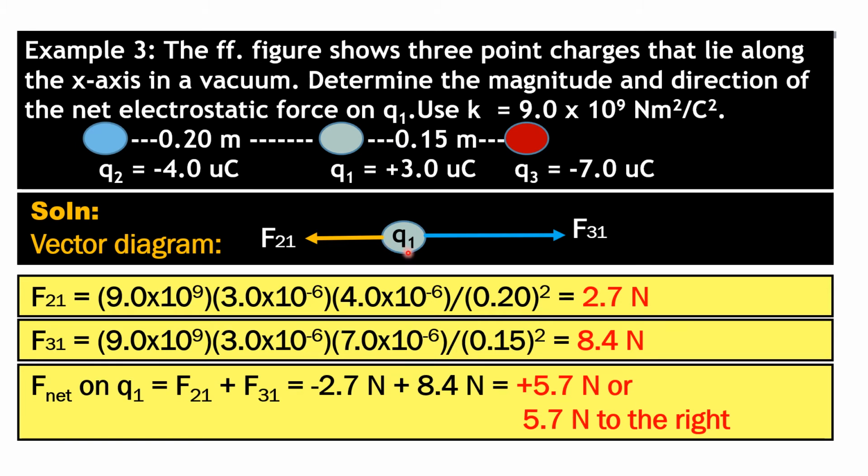To the right, based on our vector diagram, meaning Q1 will have a net force of 5.7 newtons directed towards Q3.